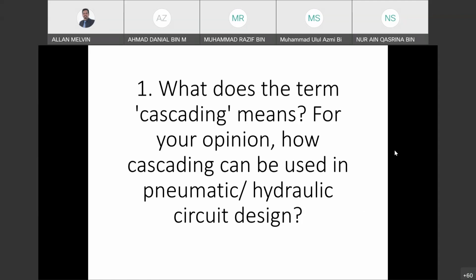Yes. Cascading means various signaling elements are used to control the sequence of pneumatics. From my opinion, cascading can be used when there is a signal developing in the circuit, and so it can be used to prevent it.